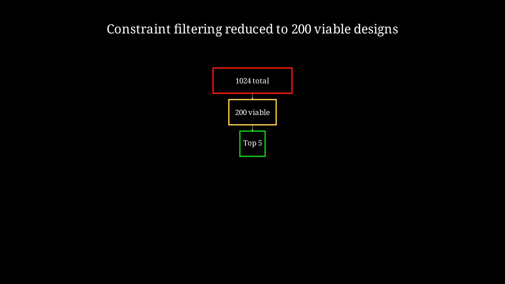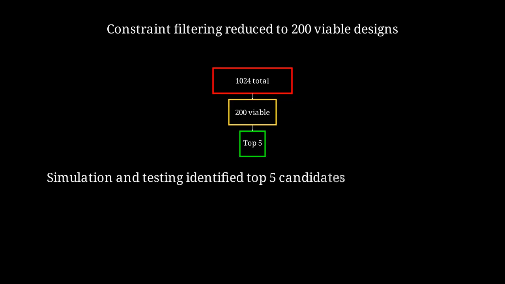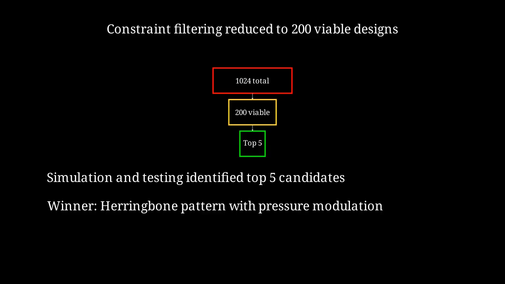By applying physical constraints like Reynolds number limits, fabrication capabilities, and pressure drop requirements, we filtered down to 200 viable designs. The funnel shows progressive filtering, from 1024 mathematical combinations down to 200 viable designs, then to top 5 candidates through simulation and optimization. Computational fluid dynamic simulation and limited physical testing identified the top 5 candidates with best mixing performance. The winning design combined a herringbone channel pattern with active pressure modulation, achieving complete mixing in just 0.6 seconds.